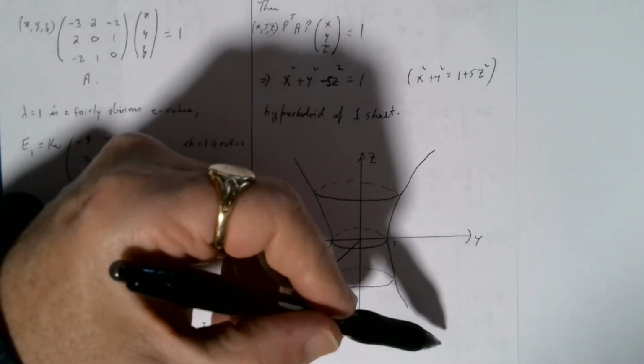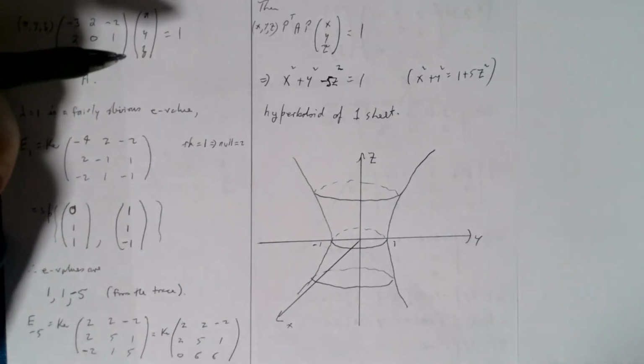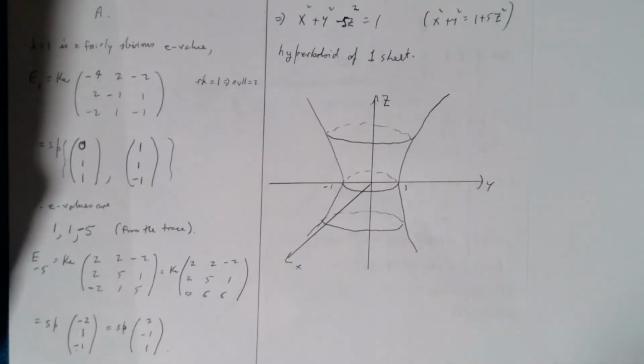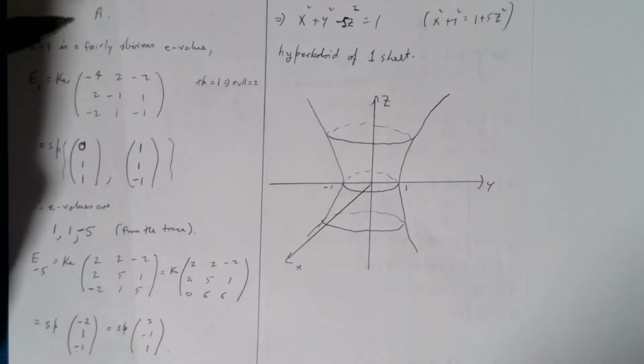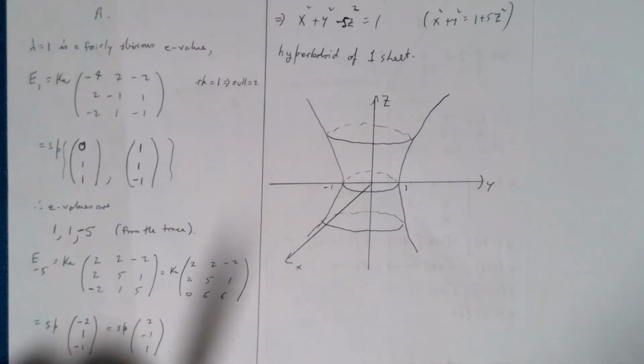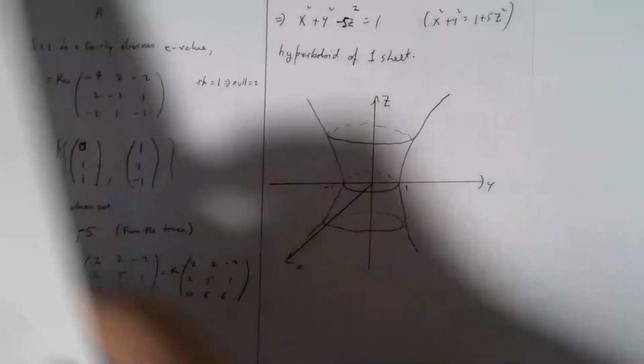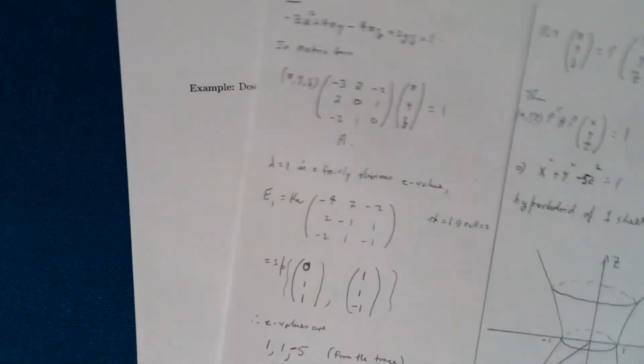So I can draw the hyperbola here in the YZ plane, and then behold the solid the surface visualizes. There it is. It's a surface which is a hyperboloid of one sheet. So that's a simple example of this. We'll have a look at a second example.